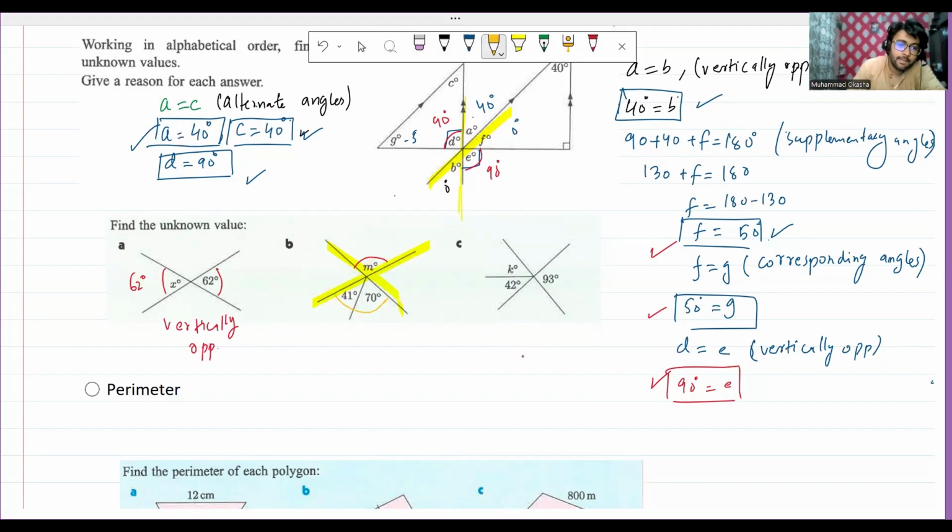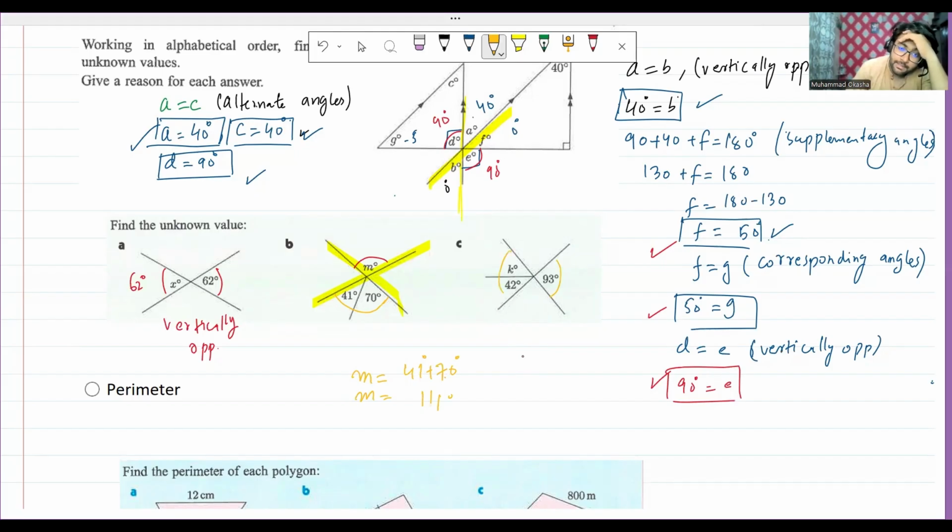So can I say that M is equal to 41 plus 70 because they're vertically opposite angles, and you can work out the value of M. 41 plus 70 is going to be 111 maybe degrees. Okay.